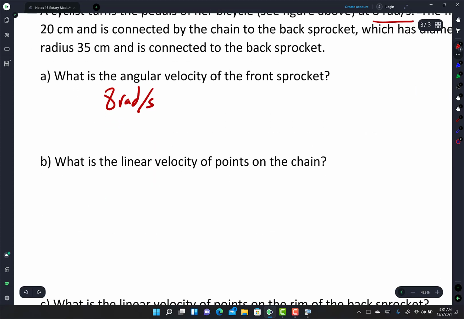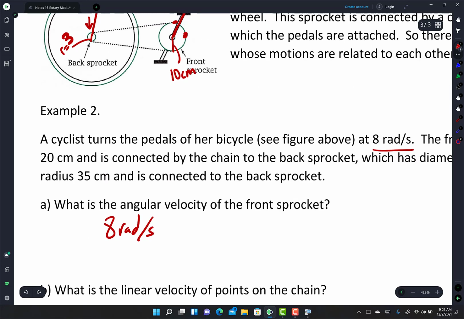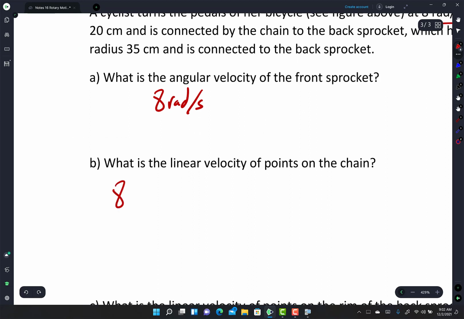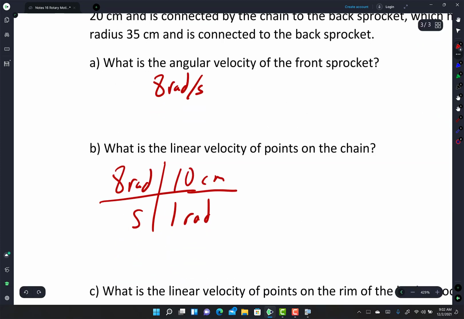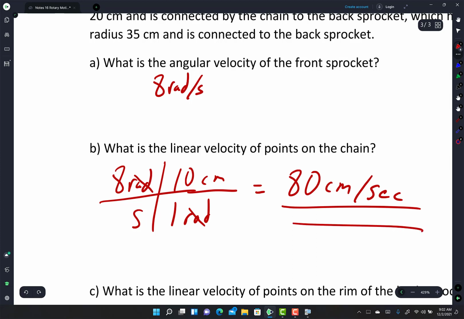Letter B, what is the linear velocity of points on the chain? So they want to know how fast that chain is going. So here's how you're going to do it. You take your angular velocity, 8 radians per second, and you do your hack. In 1 radian, what is my radius for the front sprocket? 10 centimeters. The radians cancel out. What is 8 times 10? So 80 centimeters per second is your linear velocity of the chain. Does that make sense to you guys? Okay. So now we know how fast the chain is moving.